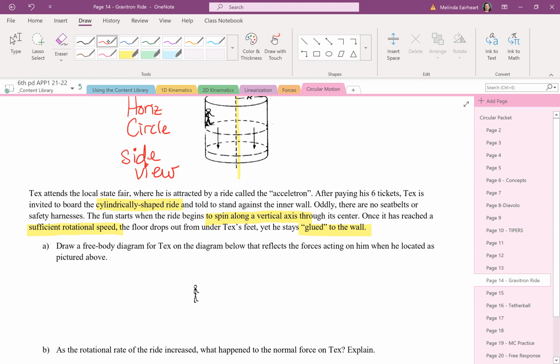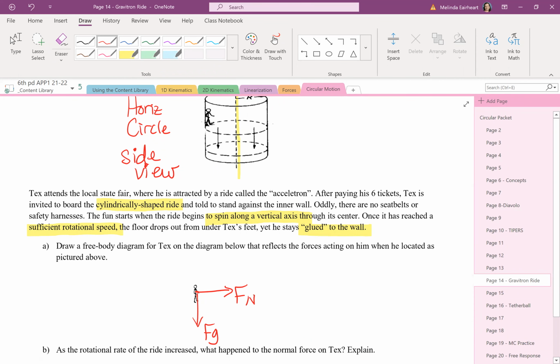Gravity is still trying to pull Tex down. Your back's on the wall, so there's a normal force. Ooh, it's a little different though. If your feet aren't touching the floor, but your back is on a vertical wall, what direction is the wall pushing on you? Horizontal, right? Normal force is perpendicular to the surface, and perpendicular to the vertical wall is a horizontal normal force.